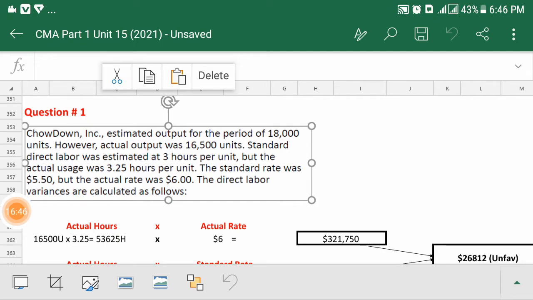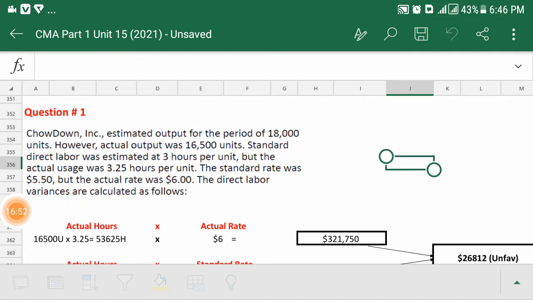And the third line says that the standard rate was 5.50. The planned rate per hour was 5.50, but actually how much did you pay? 6.5, because of the labor shortage or whatever it could be.